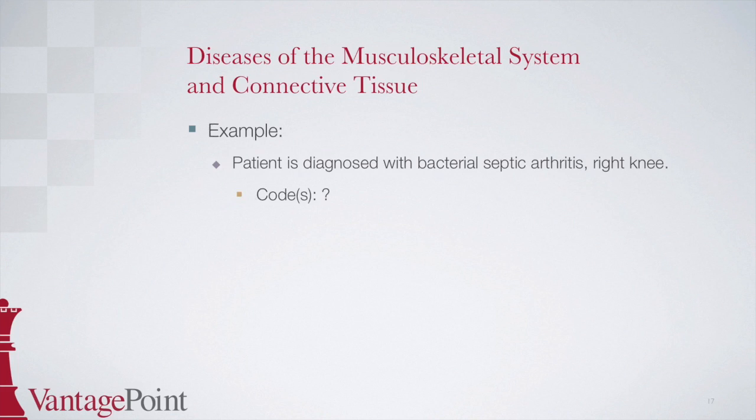For this next example, the patient is diagnosed with bacterial septic arthritis, right knee. How would you code this? Please pause the webinar to complete this example and then hit play to continue and learn the answer. The answer is M00.861, arthritis due to other bacteria, right knee.